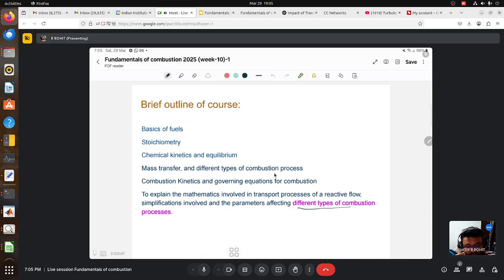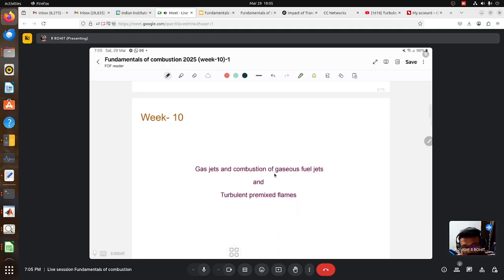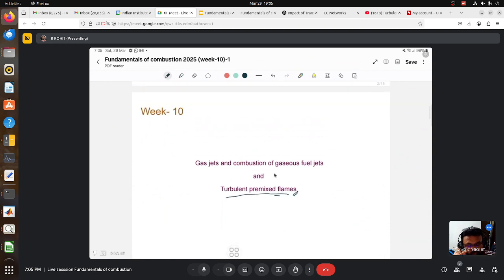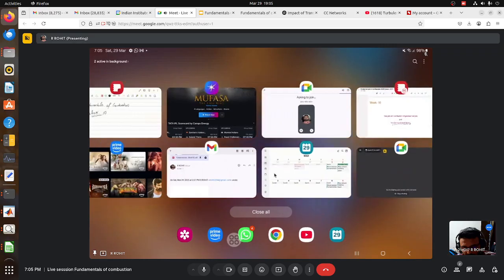combustion processes, which is a broad topic that we are dealing with, and in that we will mostly deal with turbulent premixed flames, and some part that was left in diffusion flames you will see. When you are having turbulent flow, how the premixed flames behave, that's what was the main focus in week 10. So I'll move on to the tab.